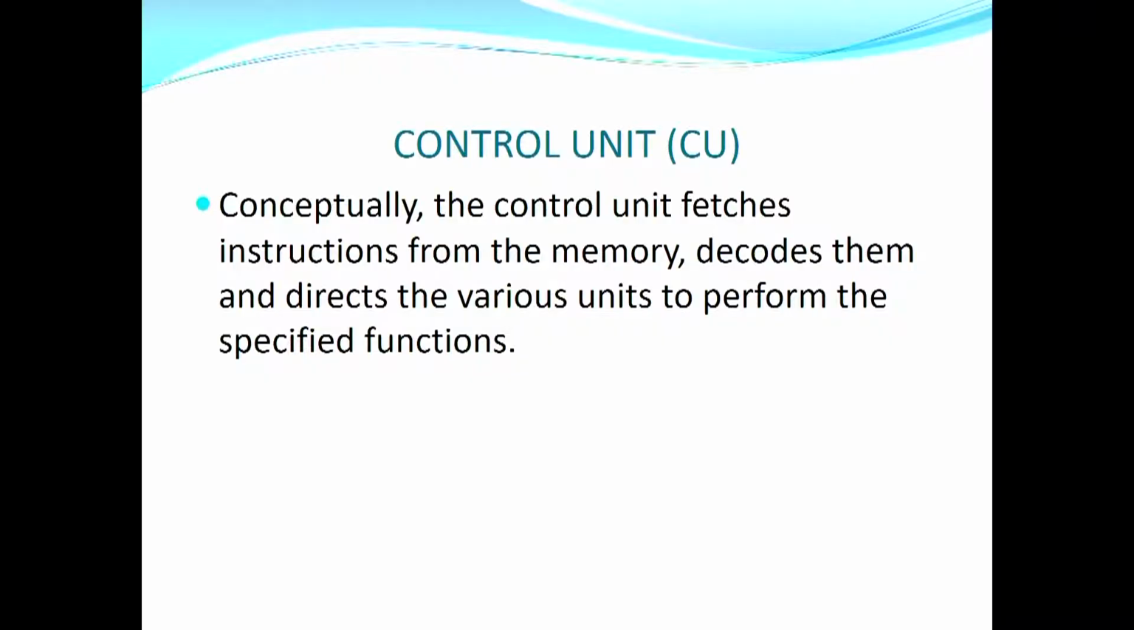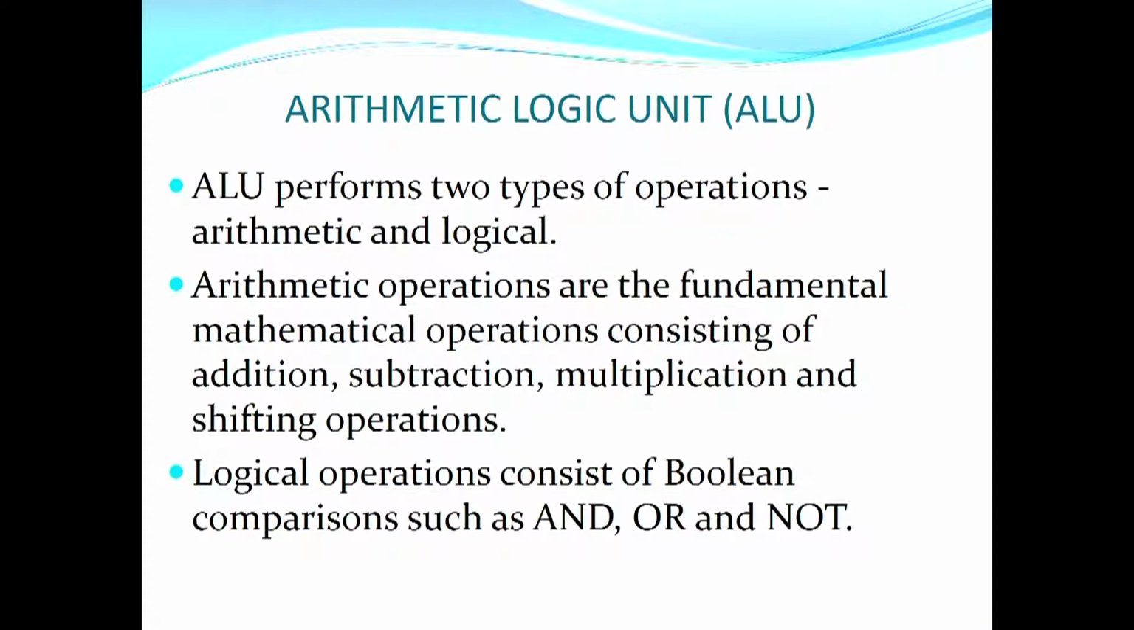Conceptually, the control unit fetches instructions from the memory, decodes them, and directs the various units to perform the specified functions. So that was all about the control unit. I hope you have understood what the control unit is and why we call the control unit the nervous system of the computer system.